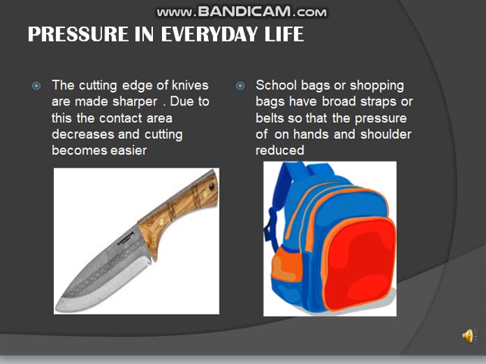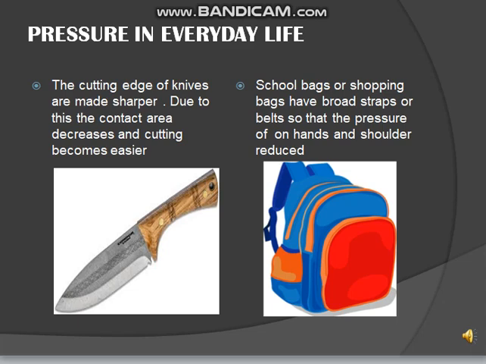See the first one. The cutting edges of knives, blades, axes, etc. All the cutting instruments are made sharper. Now why are they made sharper? Because by this the area of contact decreases, and hence the pressure exerted by these instruments can easily penetrate and cutting becomes easier. Because we want to increase the pressure, that's why we have decreased the area.